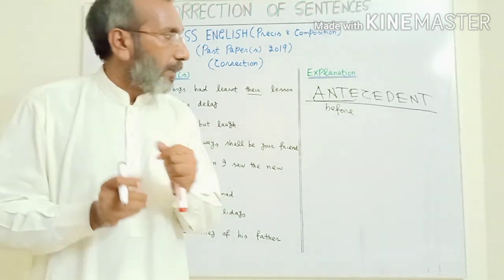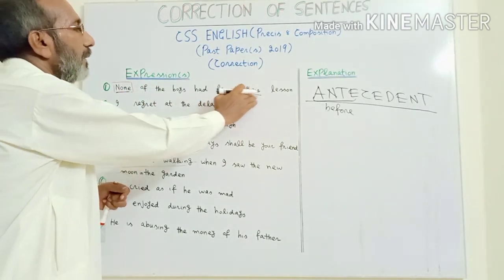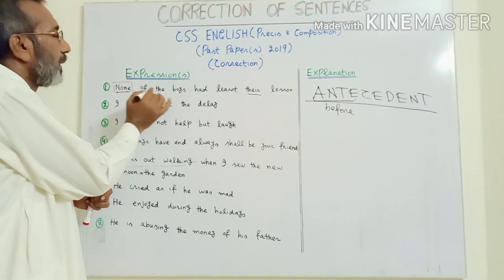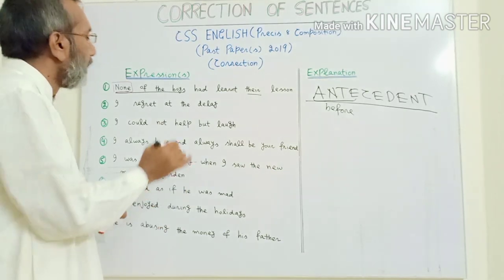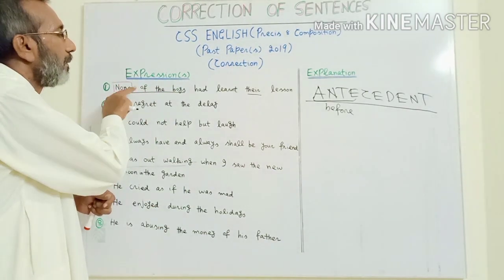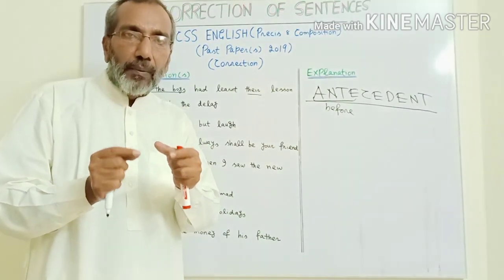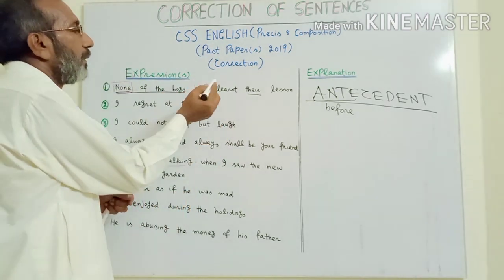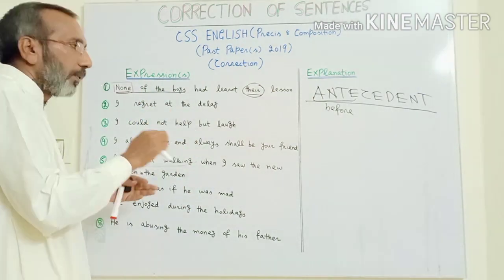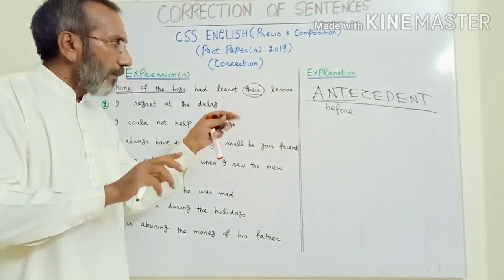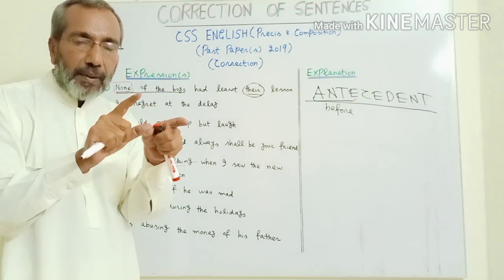Suppose in this expression, "none of the boys had learned their lesson". We are referring to what antecedent? "None of the boys". Okay. So "none of the boys", apparently it is something plural. But we will treat "none" as singular. So we are using this according to what? If it is singular, if you want to say "none of the boys", right? And you are treating them as a sort of unit, not plural.